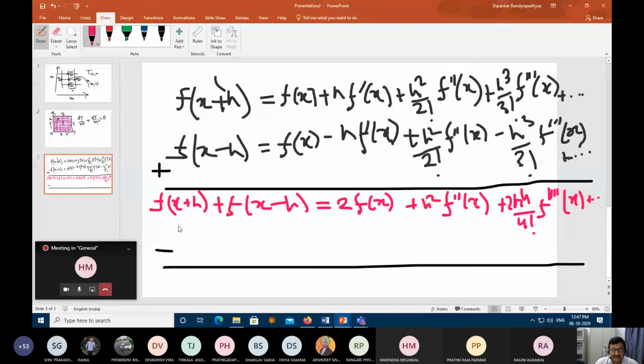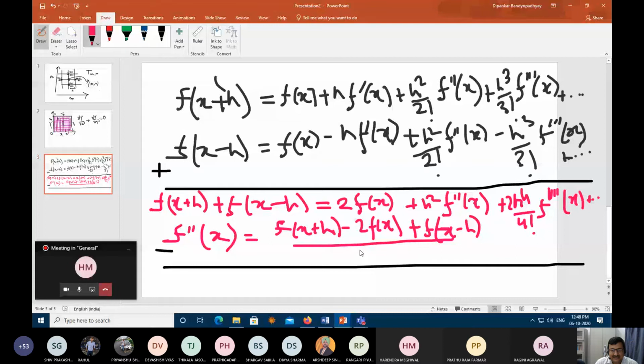So if I simplify, I can write f double dot x as f(x+h) minus 2f(x) plus f(x-h), divided by h squared. And then if I divide this one, this will be a term, which I just write in the form of order of h squared.